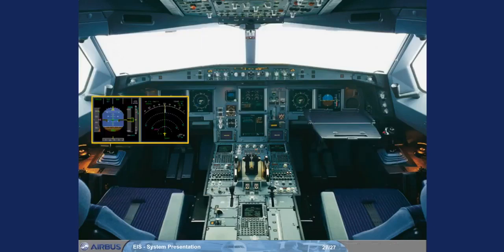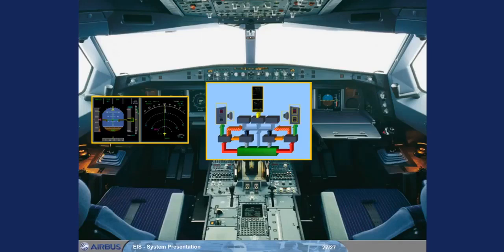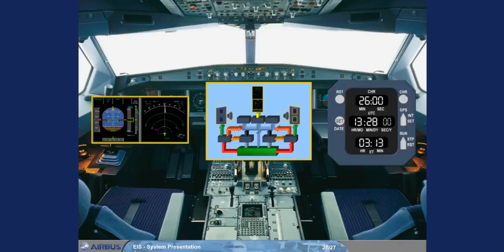In this module, we have introduced you to the Electronic Instrument System, with its two subsections, EIS and ECAM, and the clock. In the next modules, we will concentrate mainly on the ECAM system, and then later in the course return to look at the EIS displays in greater detail.